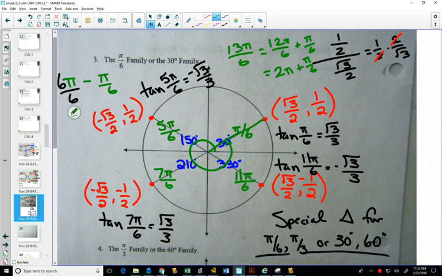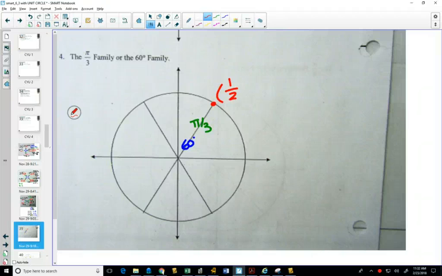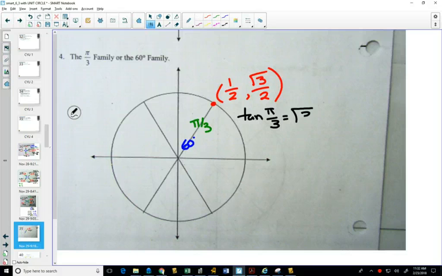Okay, let's finish up with our last one. For this one, I'm just going to give you quadrant 1. The reference angle is 60 degrees in degrees. Pi over 3 in radians. Your coordinates here are 1/2 because cos of 60 degrees is 1/2. Sine of 60 degrees is root 3 over 2. And tan of pi over 3, or tan of 60 degrees, is root 3. There's your head start. Do all the rest.